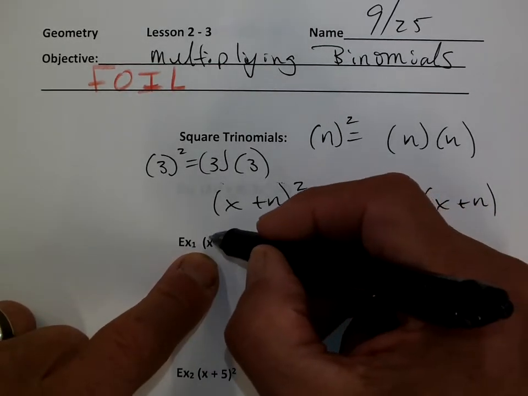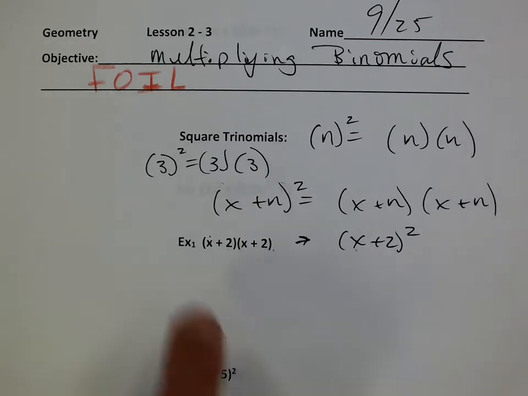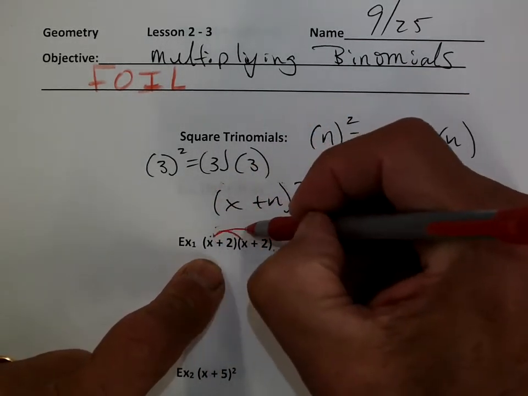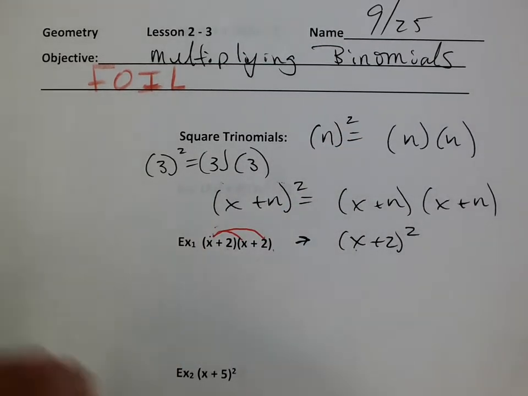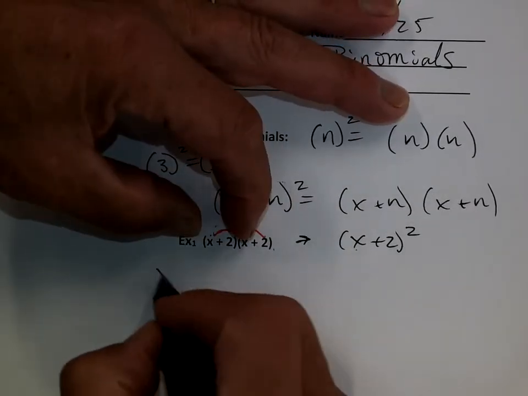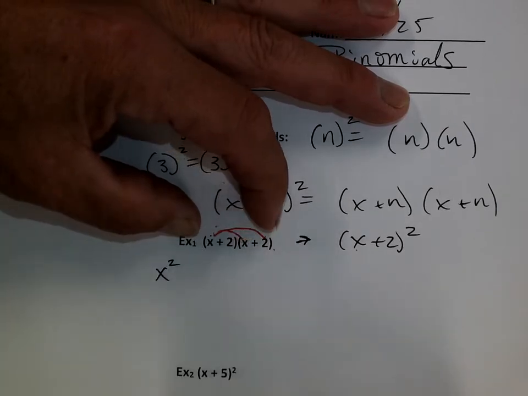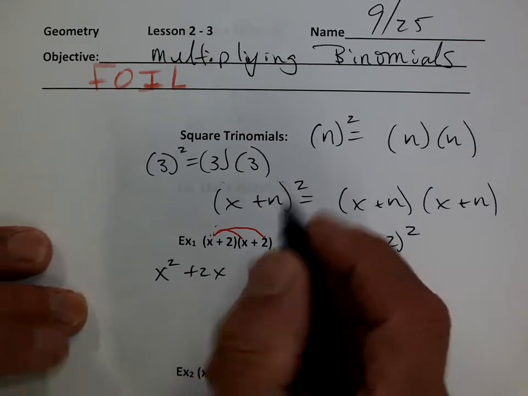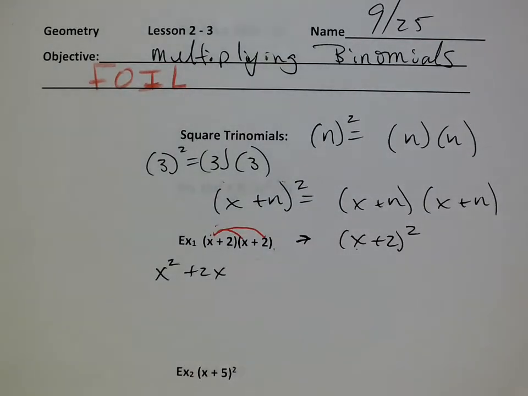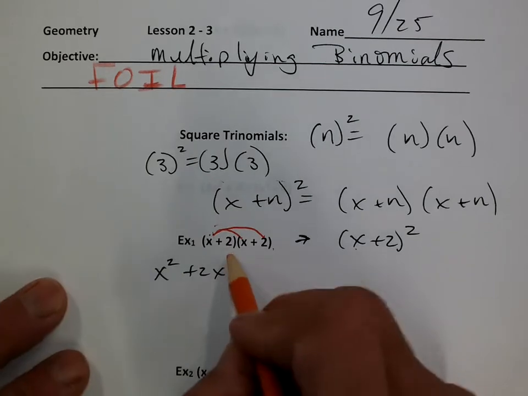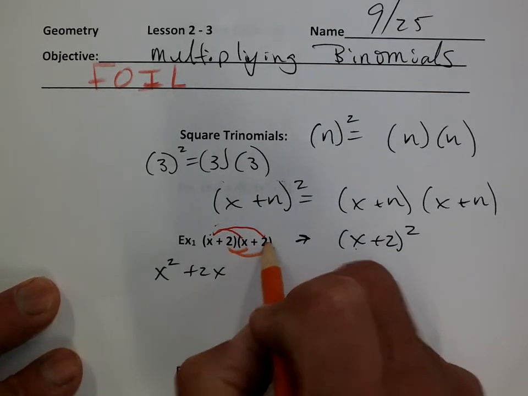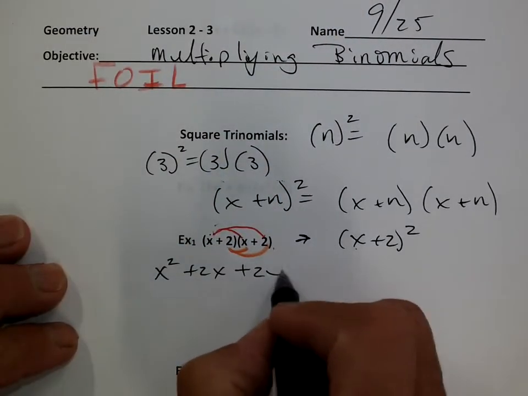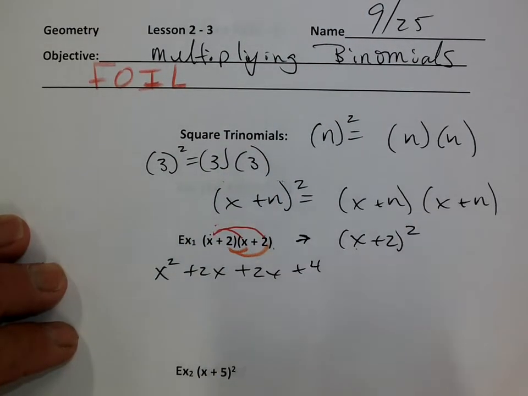So x is going to go times x and times 2. When we multiply x times x, we get x squared. And x times 2 gives a positive 2x. Then let's multiply the second term, the 2 times the x and the 2 times the 2. 2 times x is 2x, and 2 times 2 is 4.